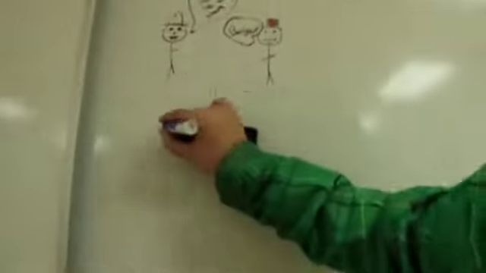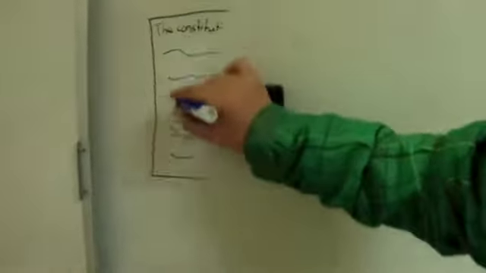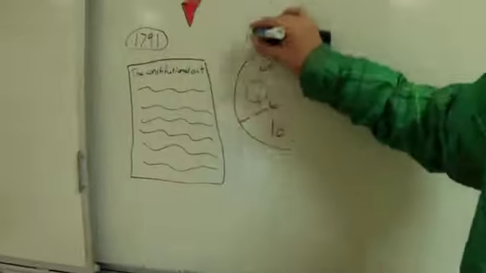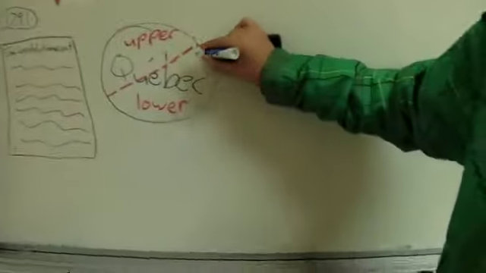The Constitutional Act. The French-speaking Canadians did not want to live with the Loyalists. The Constitutional Act passed in 1791. Quebec was split into two separate nations.